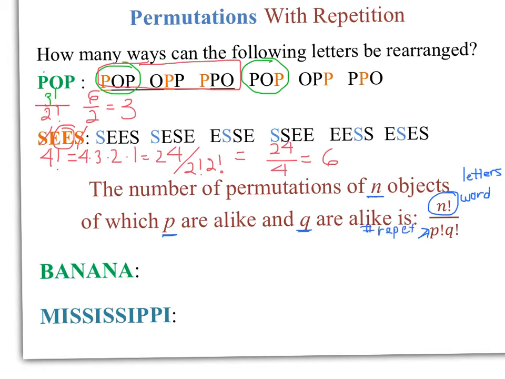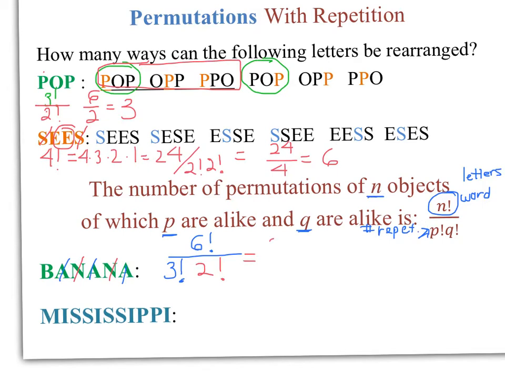Okay, so let's do a few. Banana, B-A-N-A-N-A. Okay, any Gwen Stefani fans out there? So we have 1, 2, 3, 4, 5, 6. So that means we're going to have 6 factorial. That would be how we could permute those letters. But then I have 1, 2, 3 A's. So I'm going to divide by 3 factorial for the A's. And then I have 1, 2 N's. So I'm going to divide by 2 factorial for the N's. And then that's our only repetition.